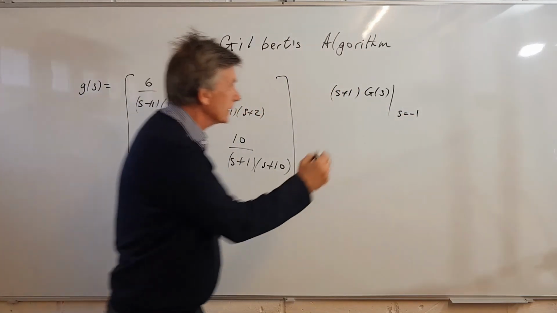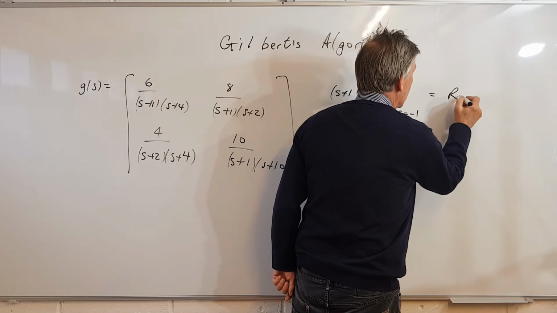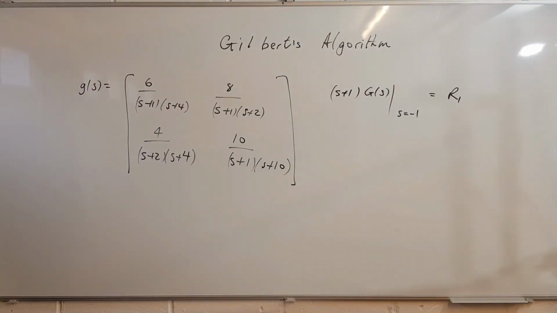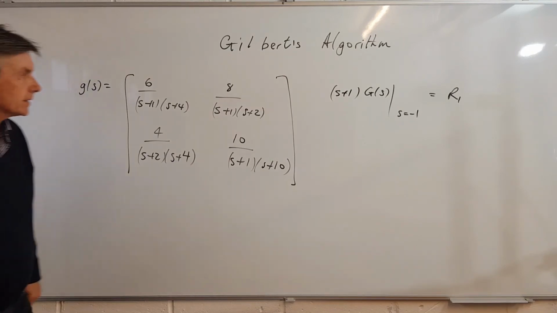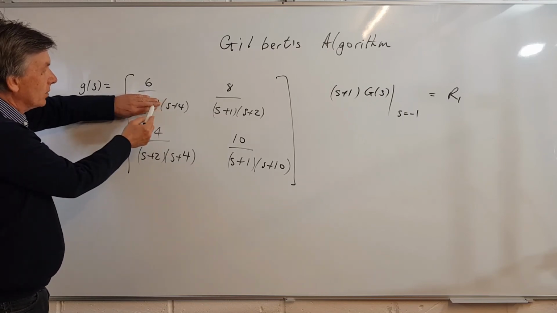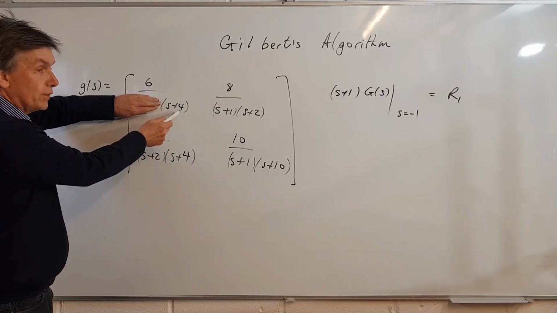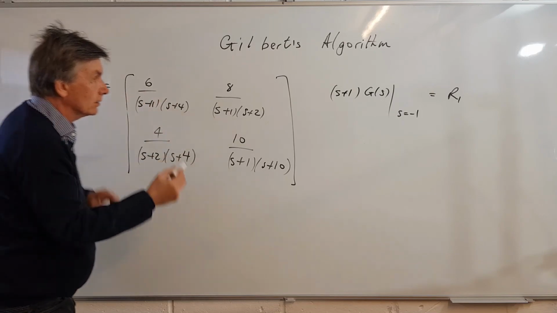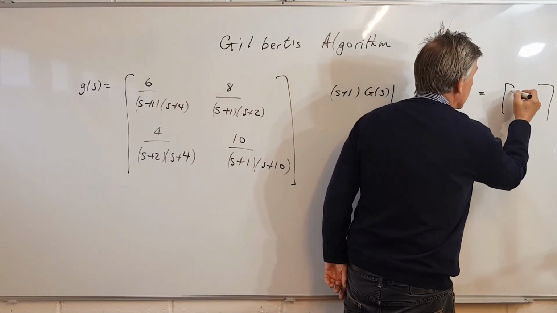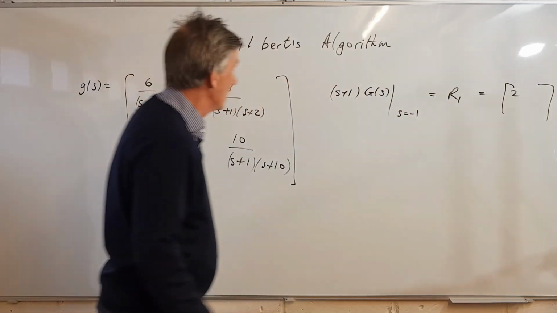And we can call this R1. So the first thing we do is to work out R1. This is relatively straightforward. What we do is we cover up this one and put s as minus 1 here. So minus 1 and 4 is 3. 3 into 6 goes 2. So the first number we've got is a 2 there.